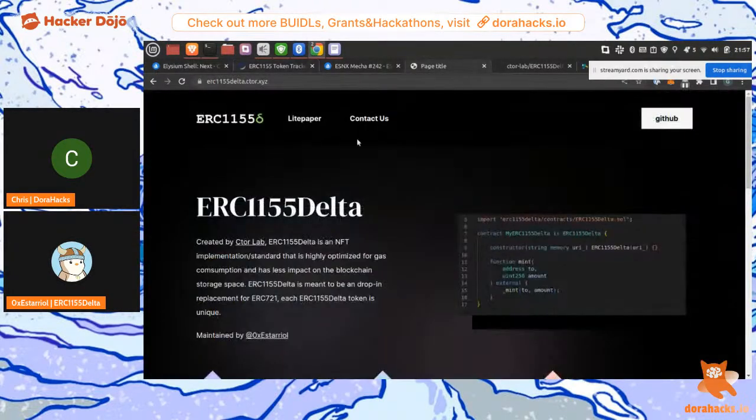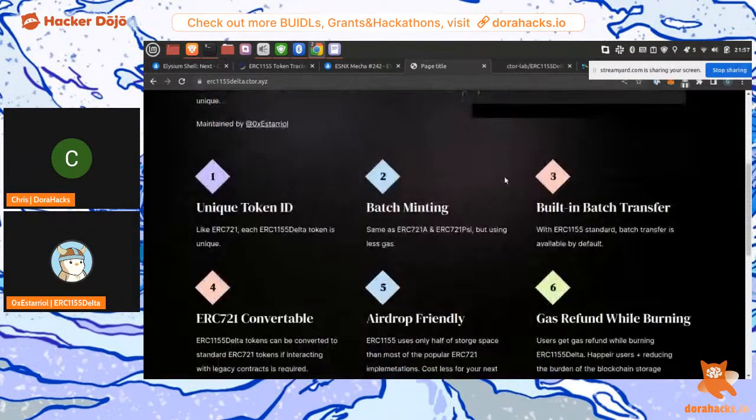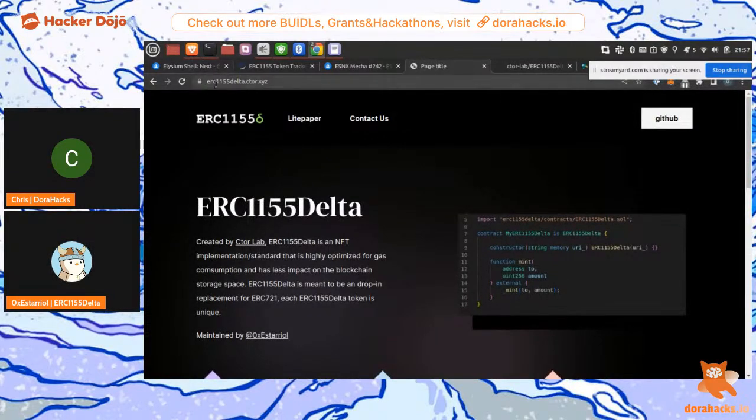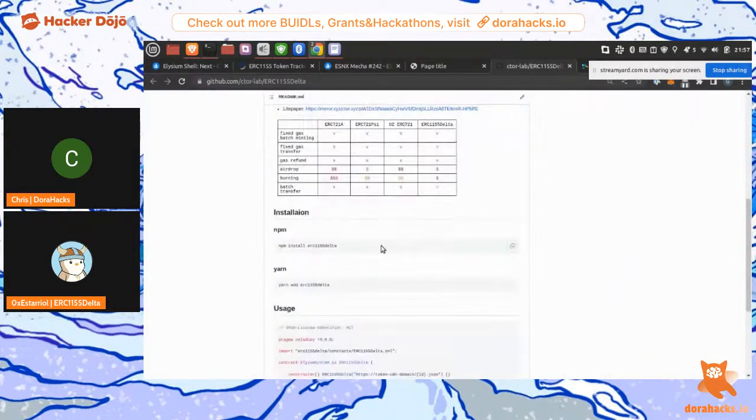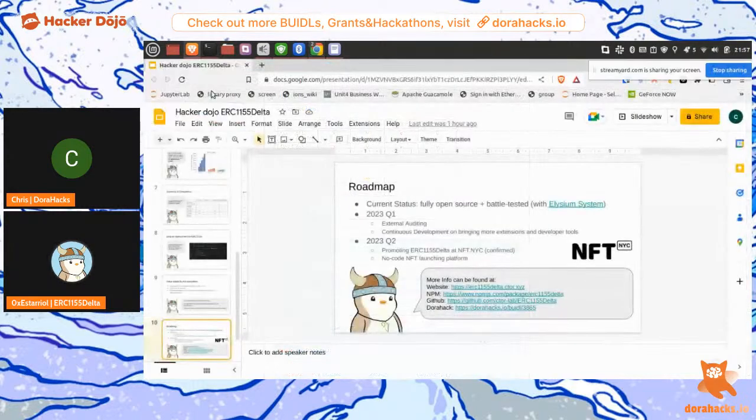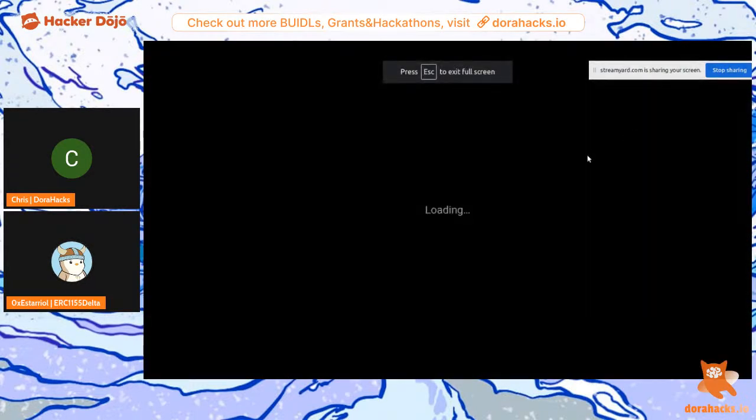This is our website, and if you want to learn more information, including the light paper and source code, you can go to our website, erc1155delta.ctor.xyz. You can also go to GitHub to see our source code and download it from npm if you want to use it in your project. Let me go back to the slides.